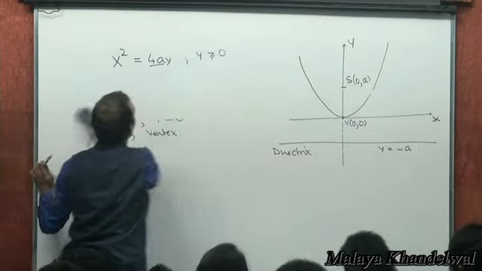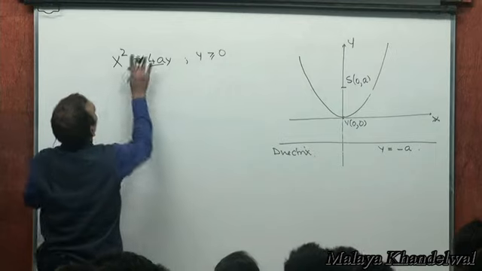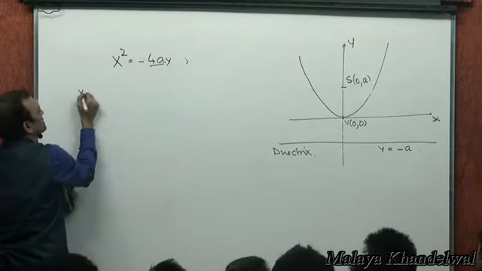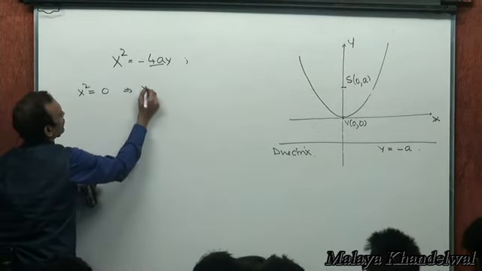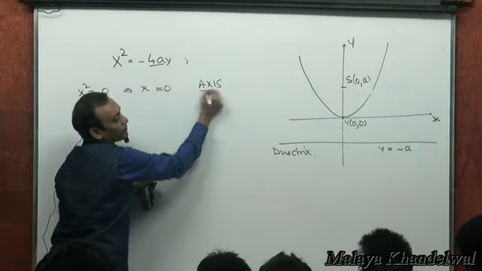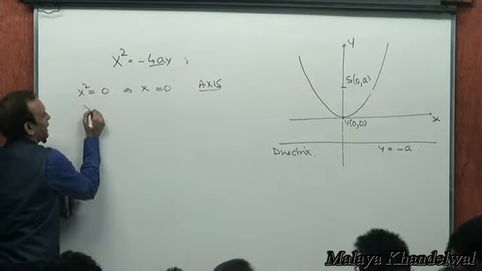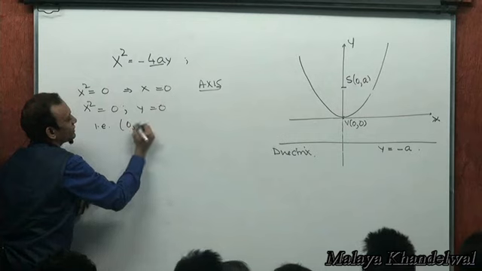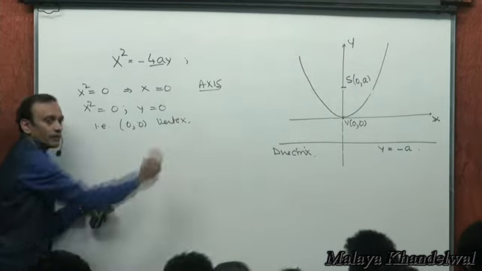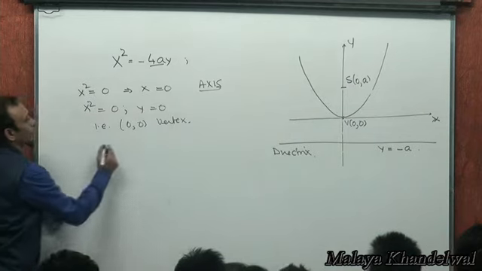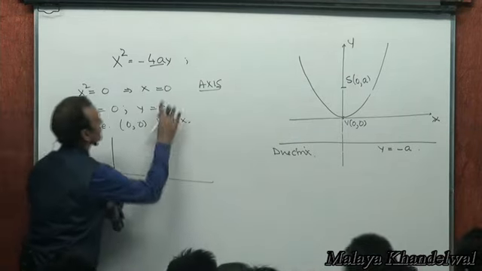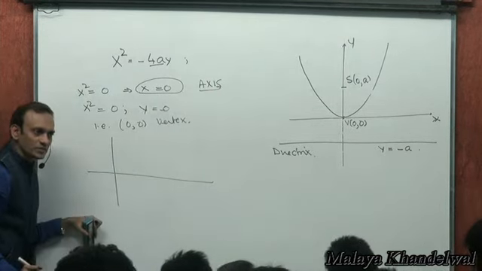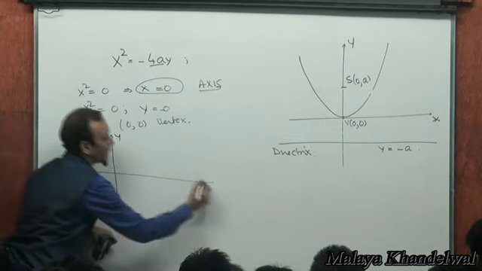Simple. Suppose you had x squared equal to minus 4ay. Again, x squared equal to 0, or x equal to 0, will still be the axis of symmetry of the parabola, right? X squared equal to 0 and linear term equal to 0, that is 0, 0, will still give me the vertex of the parabola, right? Yes or no? So, then the y-axis, y equal to 0, x equal to 0, that means the y-axis is the axis of symmetry of the parabola, right?